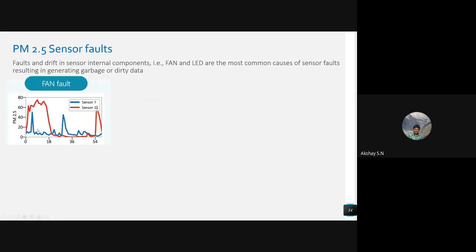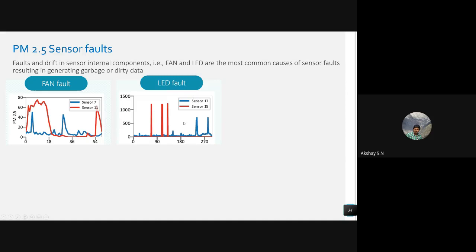So let's take an example. Here are two sensors, red and blue, showing pollution levels between 0 and 60 over time. Time is in minutes. As you can see, both are giving some pollution value, but one of them is a fan-fault sensor. It's not easy to say which one it is here. However, I know the red one is the fan-fault sensor, and the reason it is behaving like this is that there is no airflow. It is just measuring some arbitrary values, and that's why it is mimicking this data.